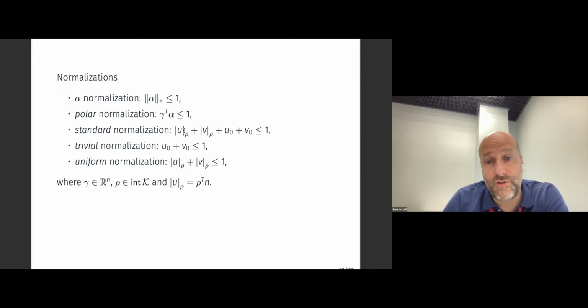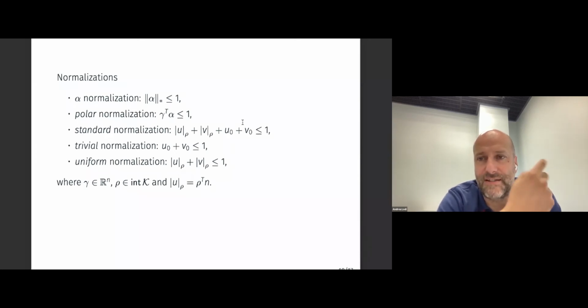There is also a special case of this standard normalization called the trivial normalization, in which I'm only taking the 2 multipliers associated with the 2 split constraints. So essentially pi transposed x less or equal than pi 0, and pi transposed x greater or equal than pi 0 plus 1.